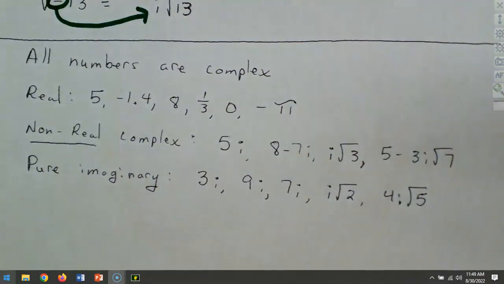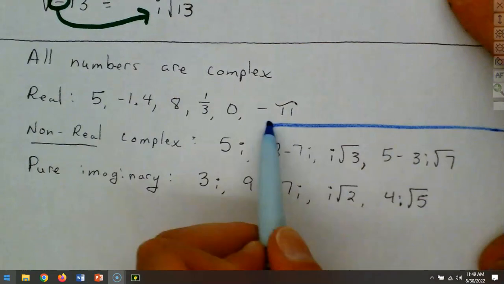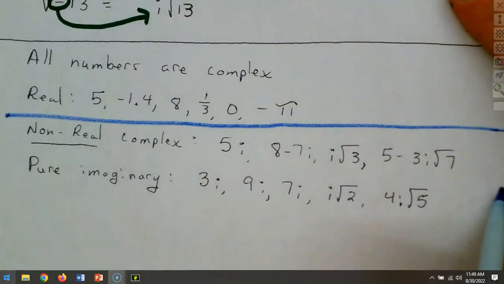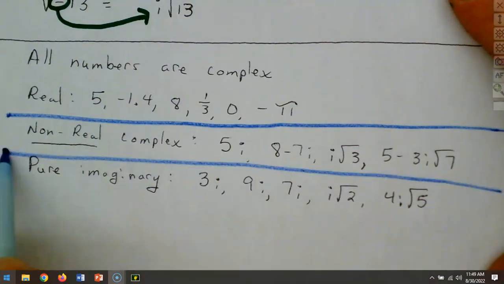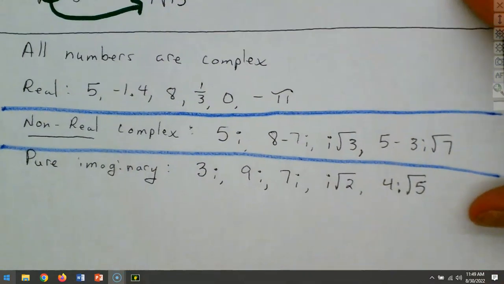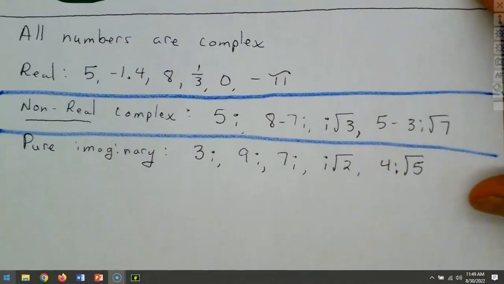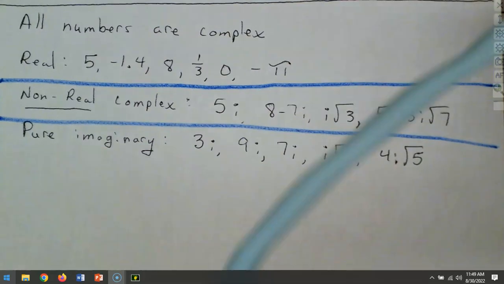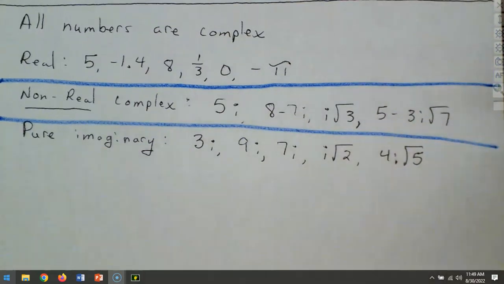So when we look at these, let me break these up so we can see better. These are the real numbers. Non-real complexes is below it, and then pure imaginary. Now, when we classify these, they're going to be classified as more than one type. We're not going to break down the real numbers. We could break them into integers, rational, and irrational, but we're not going to.